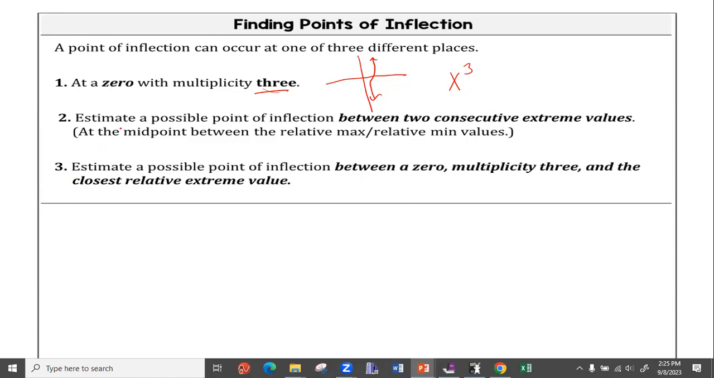Estimate a possible point of inflection between 2 consecutive extrema values. So that's what we just did, right? Identifying your max and your min, and then finding their halfway point. That's all this part is saying. And then the last one is to estimate a possible point of inflection between a 0 with a multiplicity of 3 and the closest relative extrema. An example of that again would be my awkward drive-by situation, and then another point.